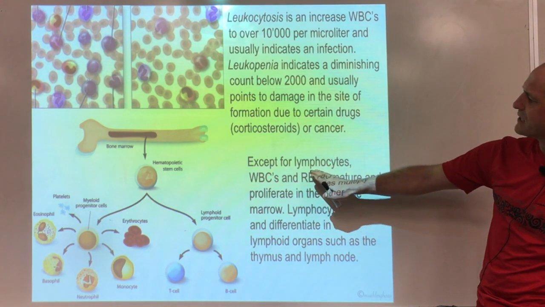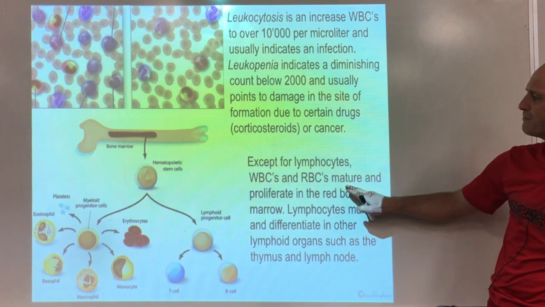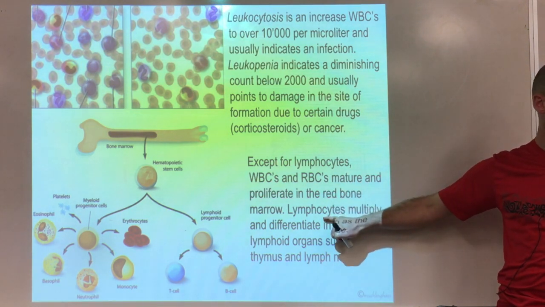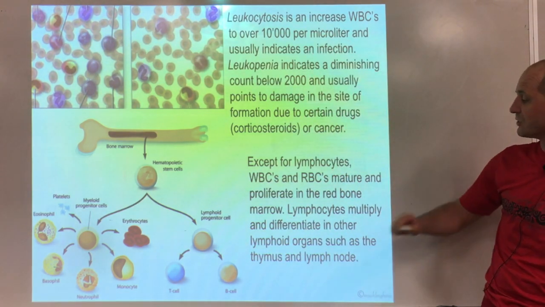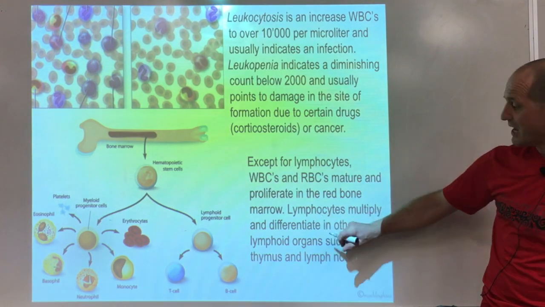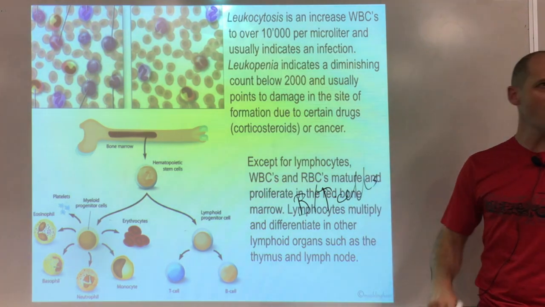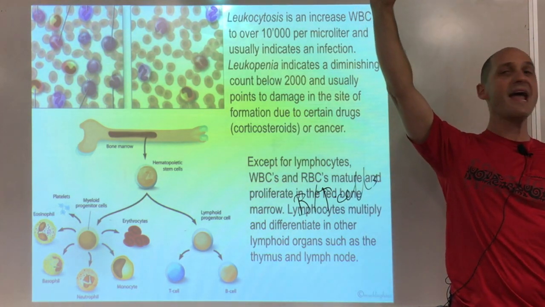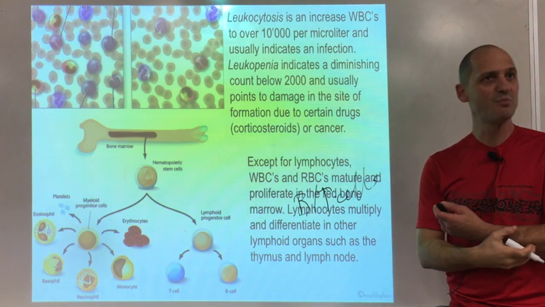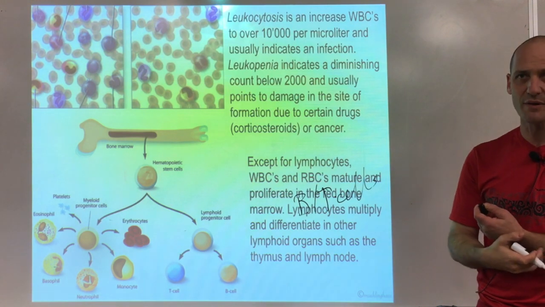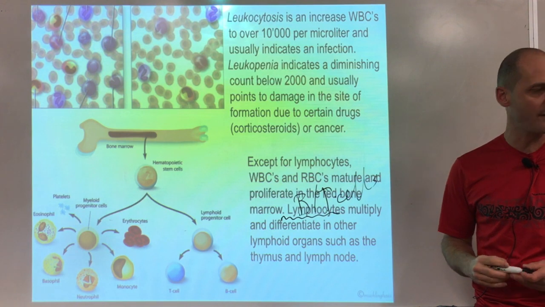Except for the lymphocytes, the white blood cells and the red blood cells both are made and mature in the red bone marrow. So there's one type that will not do that. They're called lymphocytes. Those are your B cells and your T cells. Remember B cells and T cells? Anybody not remember B cell, T cell? AIDS? Anybody remember AIDS? Good. In AIDS, the T cells are down. The T helpers are down. So that means AIDS messes up these cells, and that's partly why it's so bad.